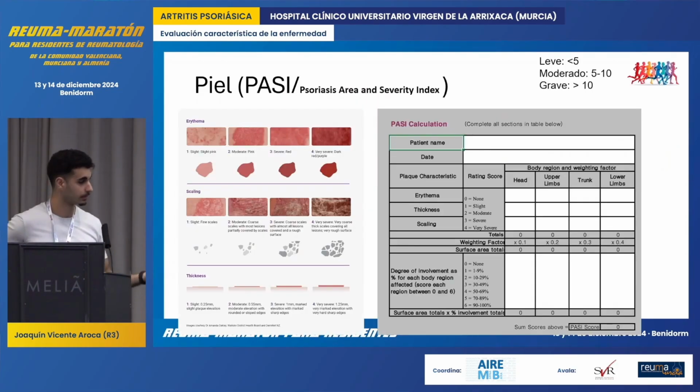And another index that is used, particularly in dermatology clinics, is the PASI, which not only considers the body surface area, but also evaluates each lesion based on the degree of erythema, scaling, and induration in particular.